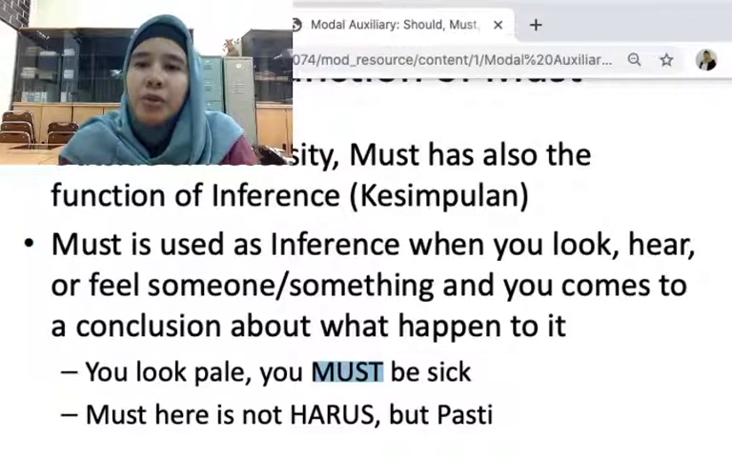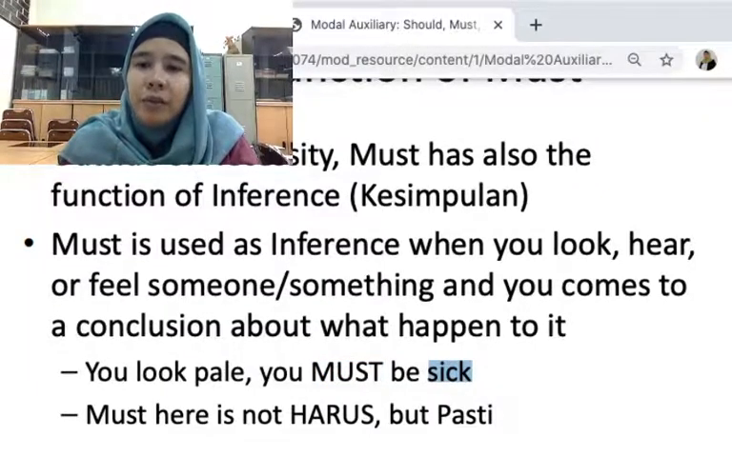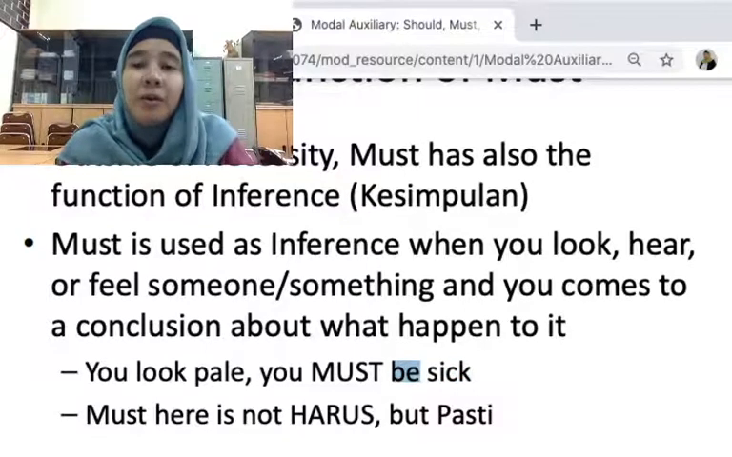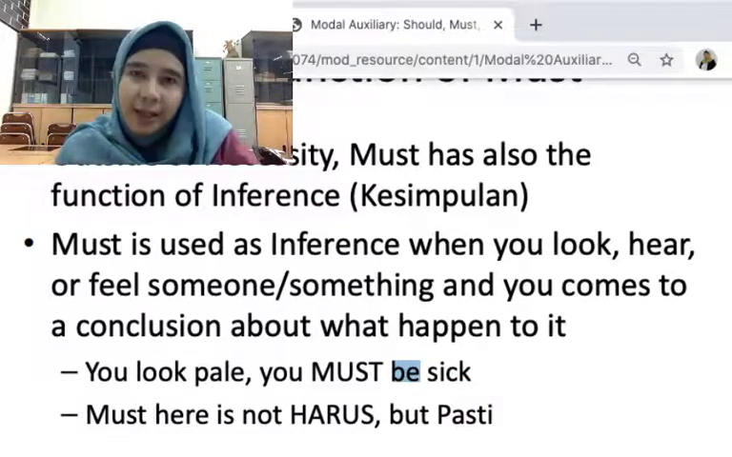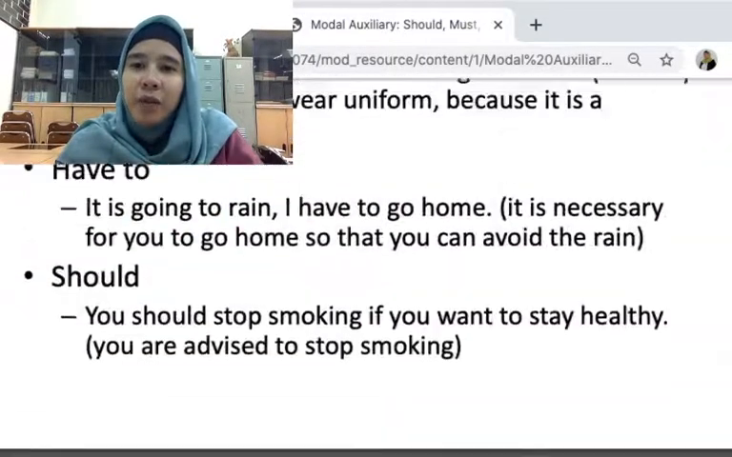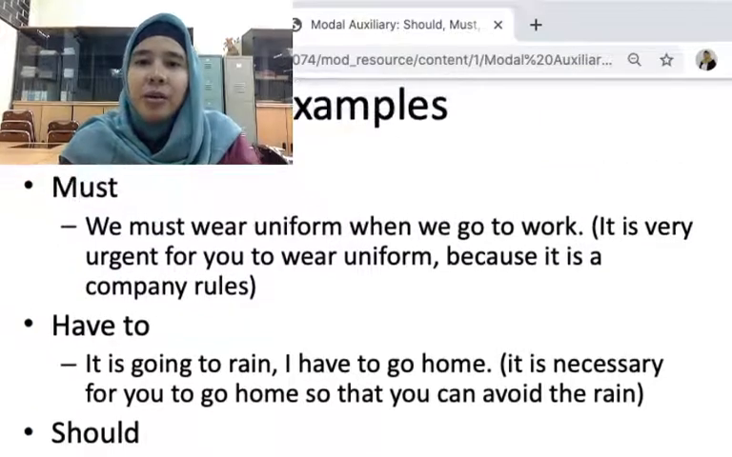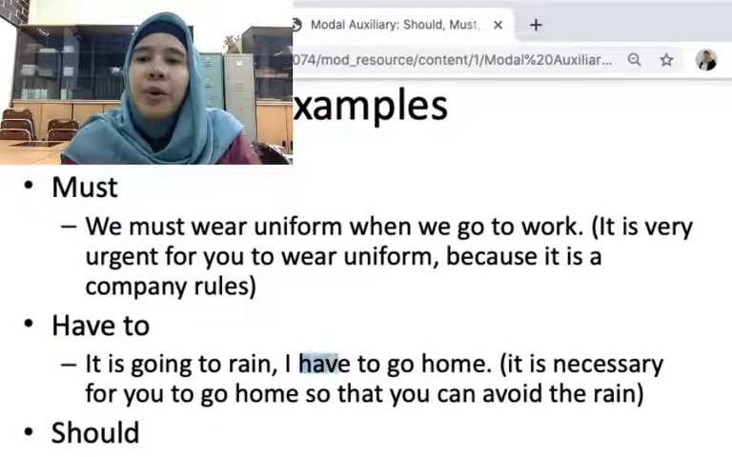But when it comes to the adjective atau kata sifat, you have to add be. Oke, menandakan bahwa this is an adjective. Must be sick, will be sick, can be sick. Oke, but when it comes to the verb one, kamu hanya harus memakai verb one. We must wear. Oke, kecuali pakai I have to go home.